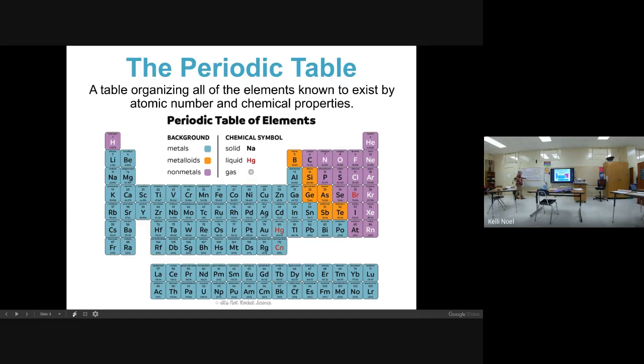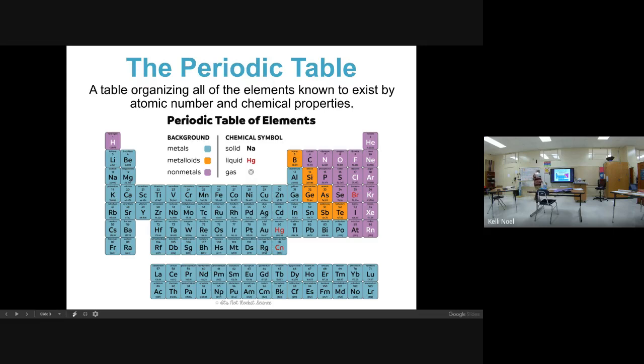Actually, it's from 93 on is man-made. So there's only 92 naturally occurring elements. So uranium stops with naturally occurring. Anything above that is man-made. And again, you can see on this one, this is an older periodic table. We had up to 114 on here.